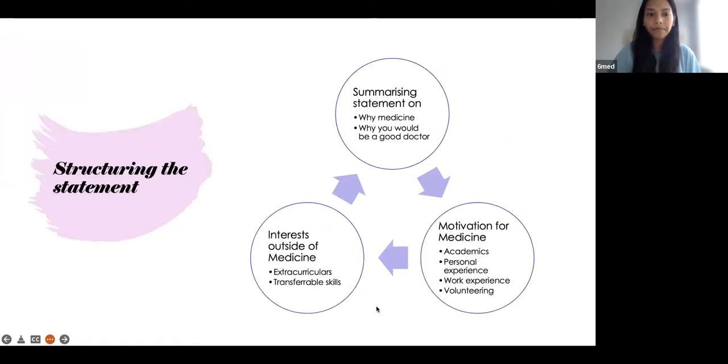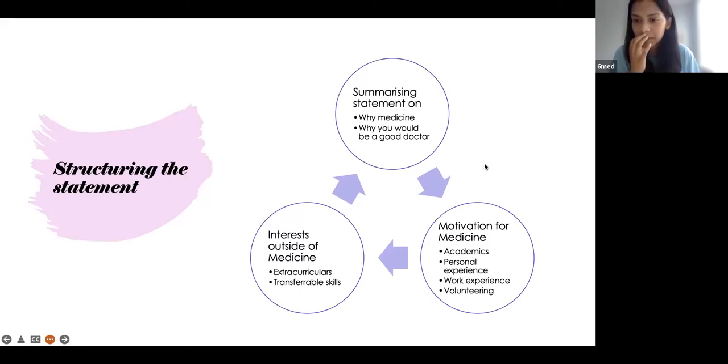Okay, so how do we actually structure the personal statement? It can be really daunting to start with, because for many of you, it may be the first time you're writing a personal statement or a CV-type thing where you're showcasing your skills, and also trying to persuade them to give you an interview compared to other candidates that you might be competing against.